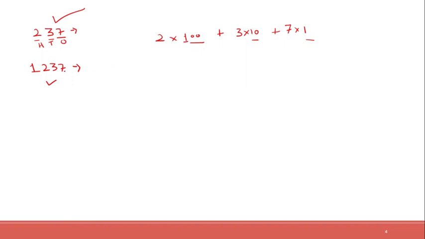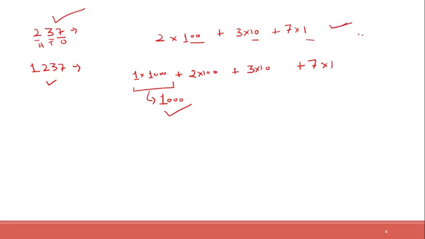But if we expand this bigger number, how will we expand this? 7 into 1 plus 3 into 10 plus 2 into 100 plus 1 into 1000. So here we can see that we get a 1000 extra, right? Because of this extra 1000, we can say that this number is larger than this, because this number only has 200, then a 30, and then a 7, and this number has a 7, 30, 200 plus 1000 extra. So because of this extra 1000, we can say that this number is larger than this number, right?